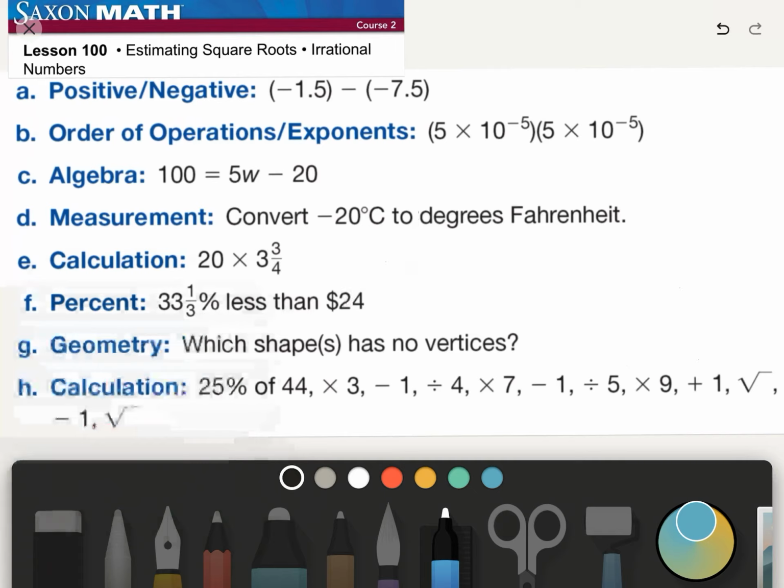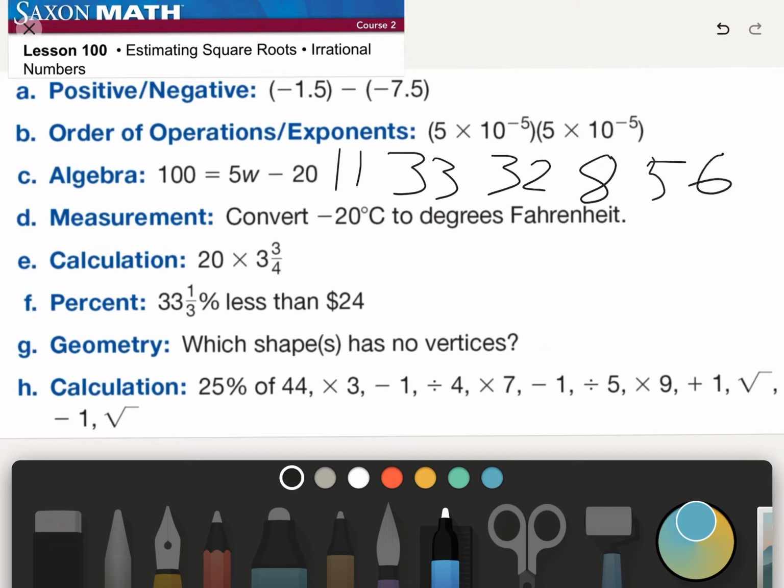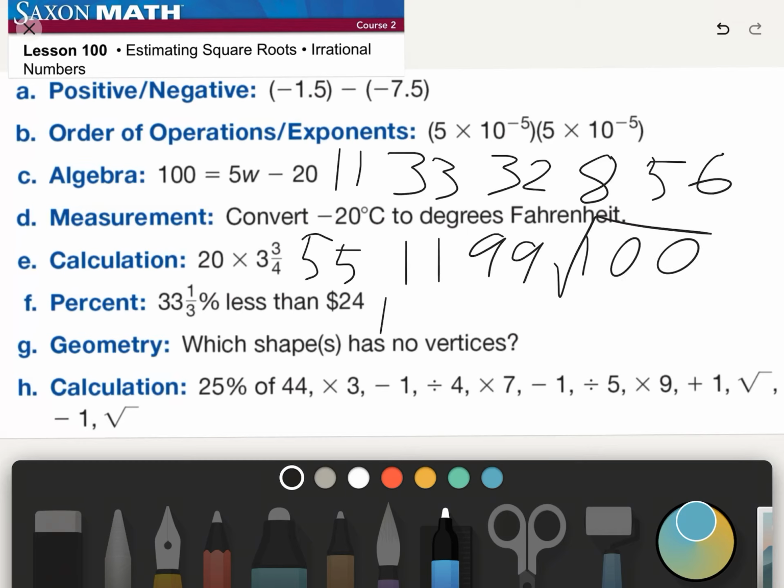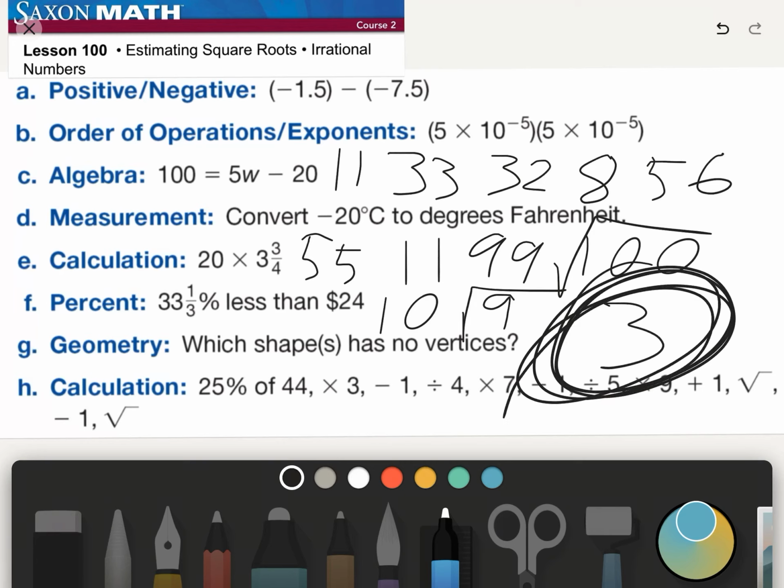All right, calculation. 25% of 44 is 11. Times 3 is 33. Minus 1, 32. Divided by 4 is 8. Times 7, 56. Minus 1, 55. Divided by 5, 11. Times 9, 99. Plus 1, 100. Square root of 100 is 10, minus 1 is 9, square root of 9 is 3.